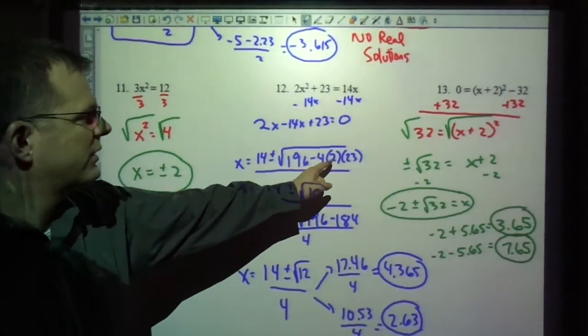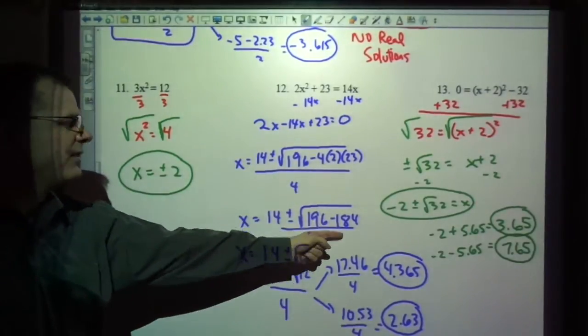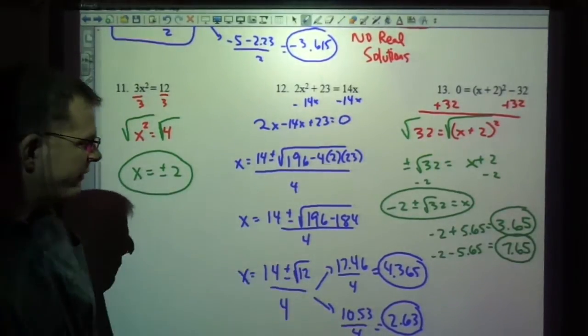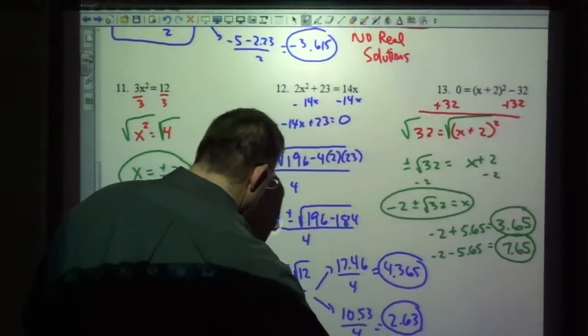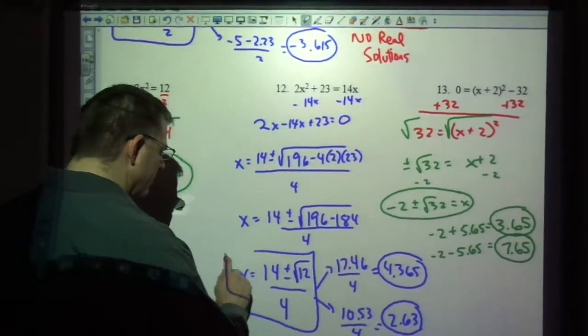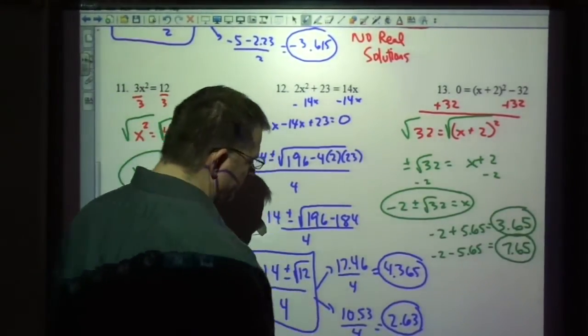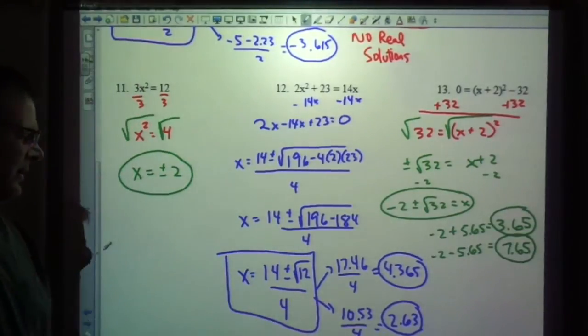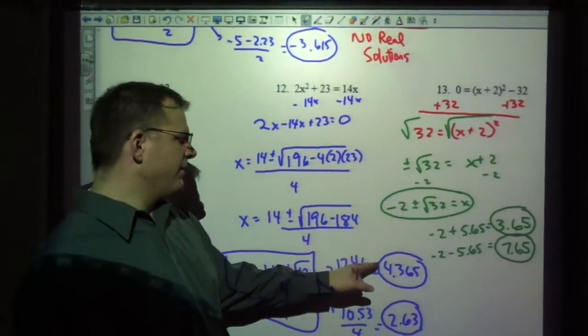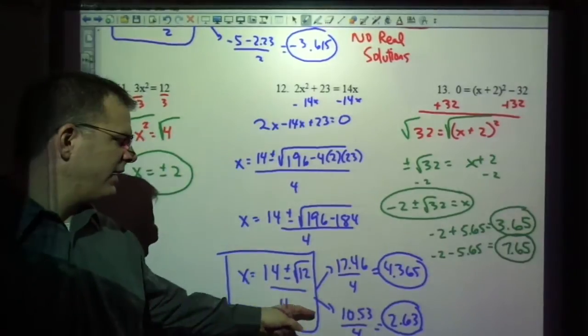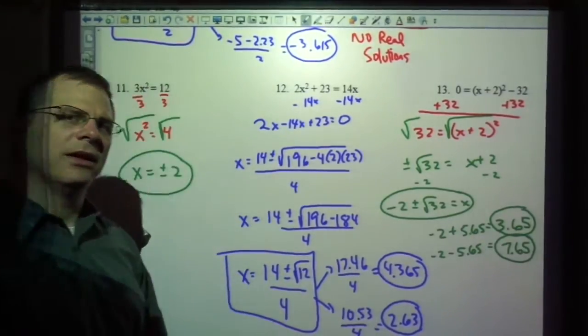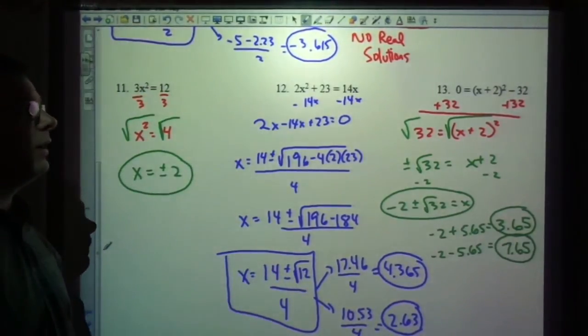196 minus 4 times a times c, that's 184, which is 12. Should probably box this in. I should probably even reduce that radical if I really wanted to. Decimal equivalents, I get 4.365 and 2.63 when I take the positive or negative square root of 12.